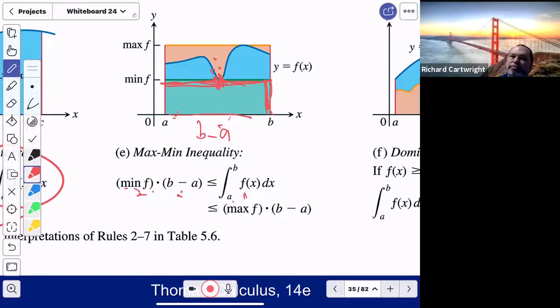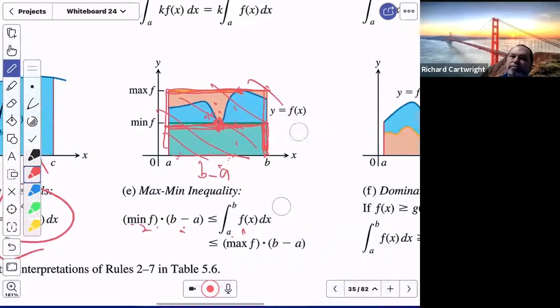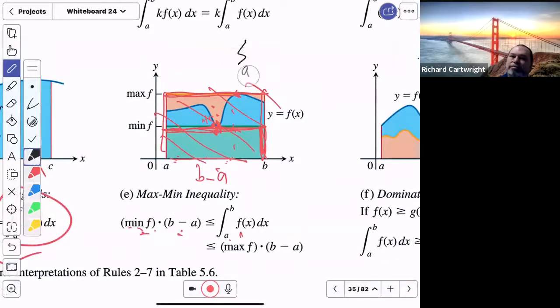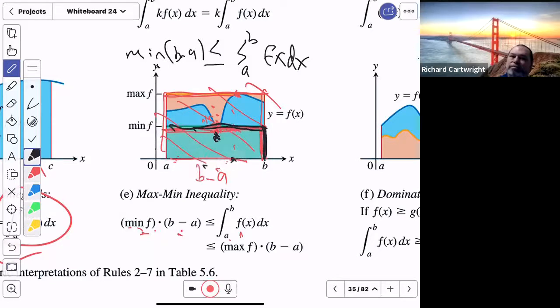Likewise, find the highest place on your function, and from that highest place, draw a rectangle. Then that big rectangle could be the maximum area that my function has. But in reality, the area from a to b of f of x dx will always be bigger or equal to the minimum of the function times b minus a, because that minimum is this height right here times b minus a. That gives you that small rectangle.